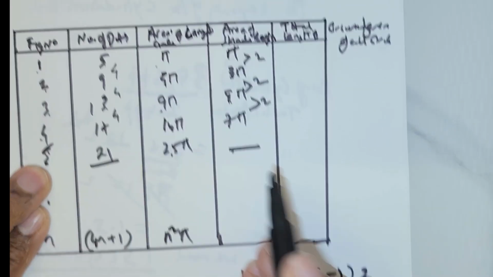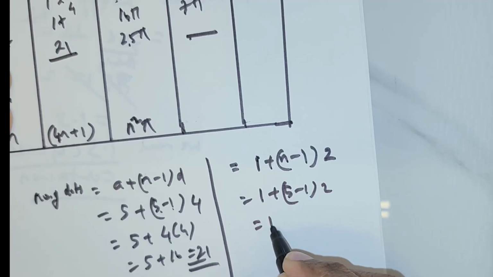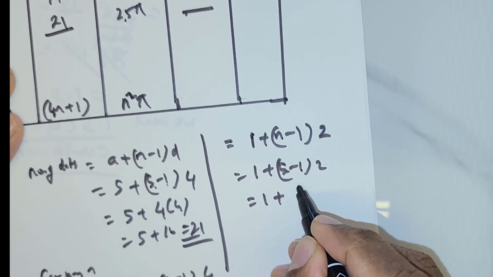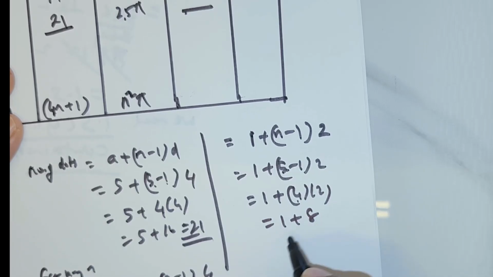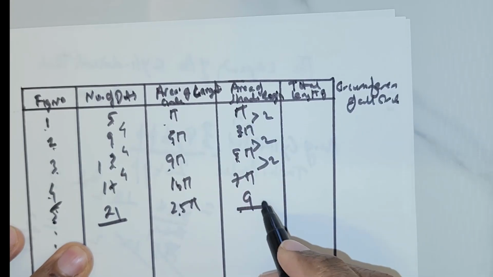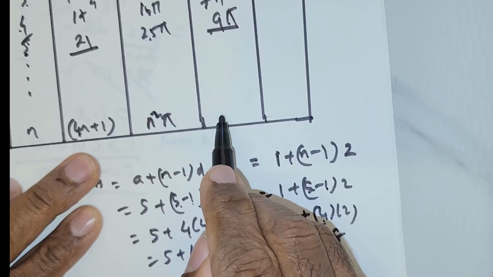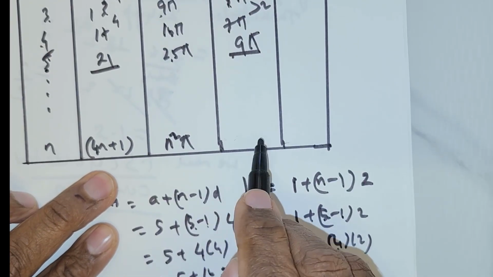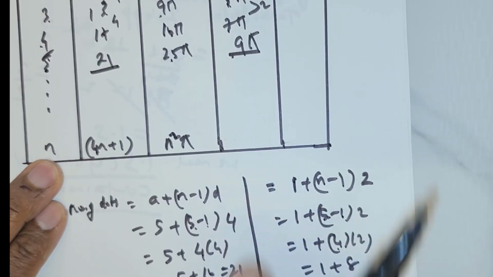Now we need to get for 5, right? So 1 plus (5 minus 1) times 2, 5 minus 1 is 4, times 2, which is 1 plus 8, which is equal to 9. So this is 9, but since we have pi here, you need to place pi there. Okay, fair enough. So now we need to fill up this information. We need to get this value. So what should be the value for nth term?